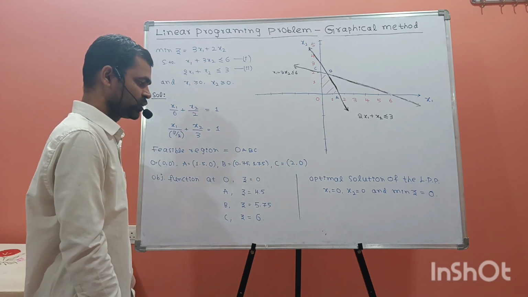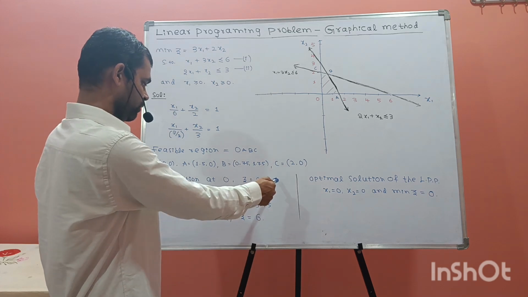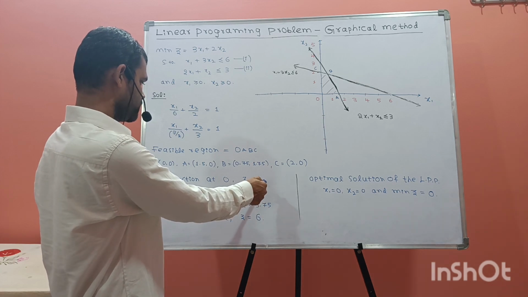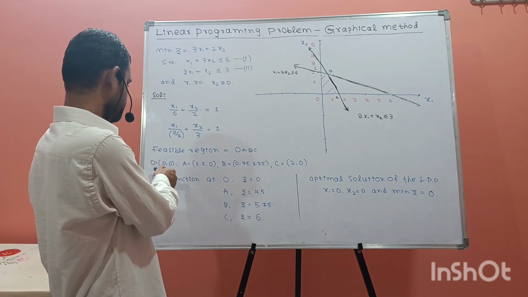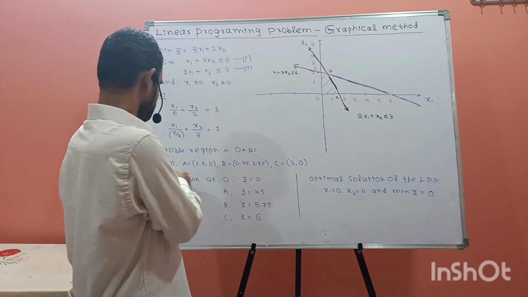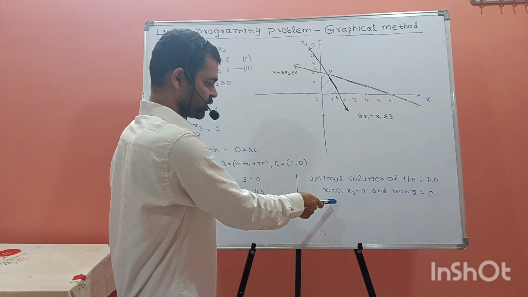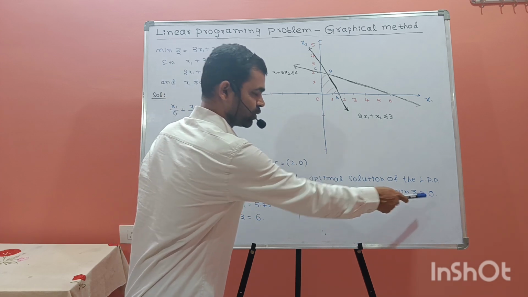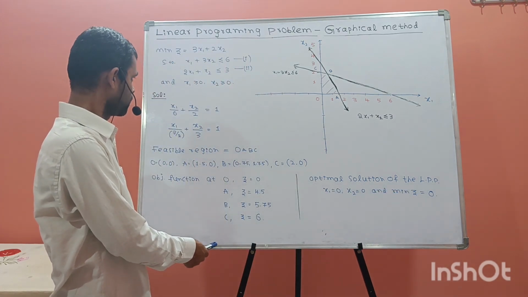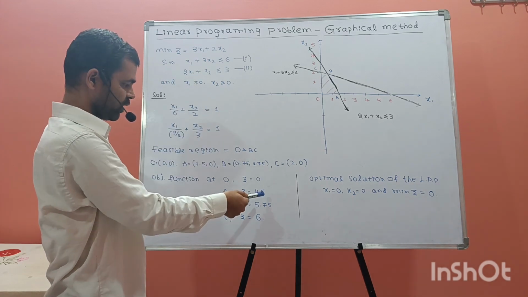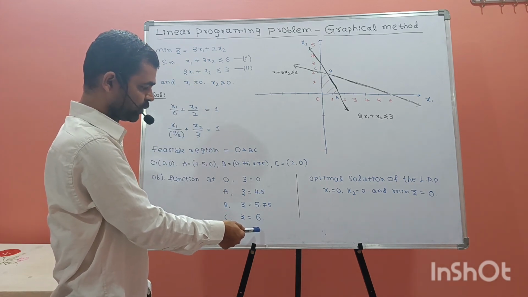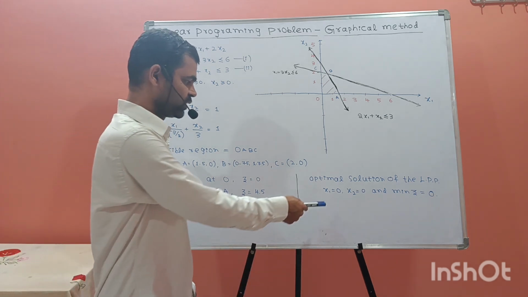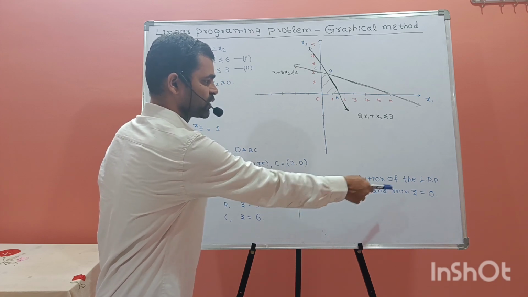So the optimum solution is whatever the minimum value we have got. So that is Z is equal to 0, which is nothing but O 0 comma 0, which is nothing but x1 is equal to 0 and x2 is equal to 0. Minimum Z is equal to 0. In the problem it is given minimization, so we take the point where we are getting the minimum value of the objective function. That is the optimum solution: the decision variable values and the objective function value.